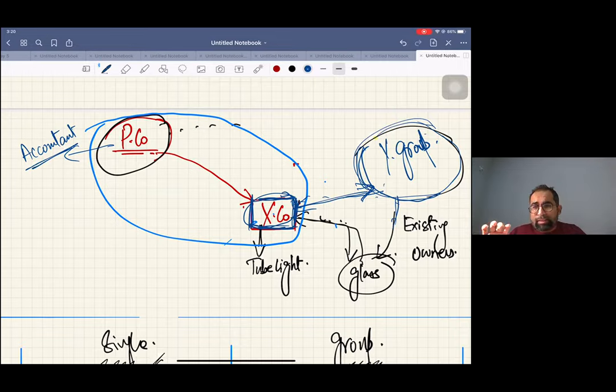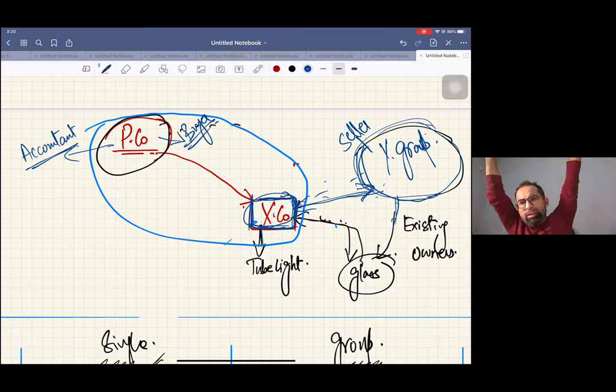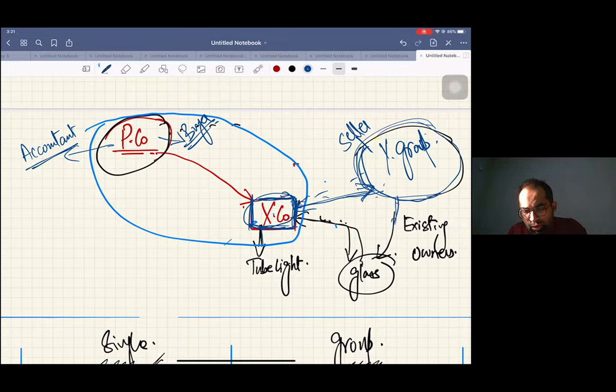Now let's have a look at the problems. This Y group is the seller of X company and P company is the buyer. So now apparently this X company looks highly, highly profitable. And you know why this company looks profitable? Because there are many, many family transactions. Let me give you a few examples.